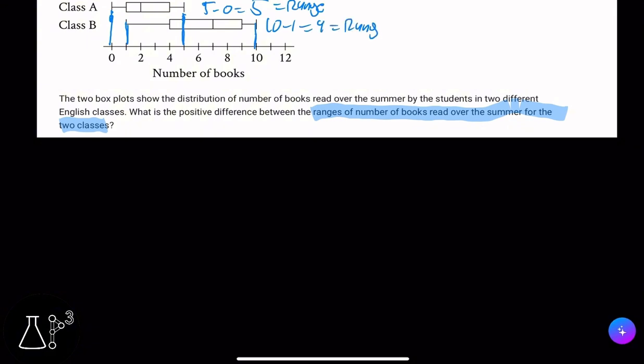And we're looking for the positive difference. So I'm going to do 9 minus 5, and that's going to give me my answer for the ranges of the number of books read over the summer. If I do 9 minus 5, I'm going to get 4, which is the difference between the ranges of class A and class B. Therefore, my range is indeed 4.